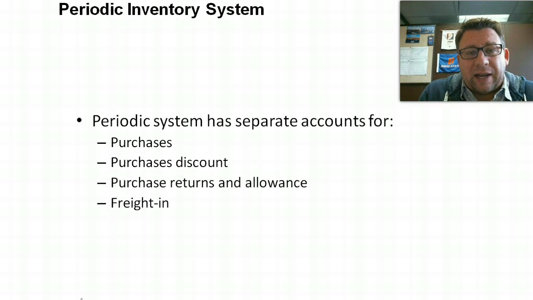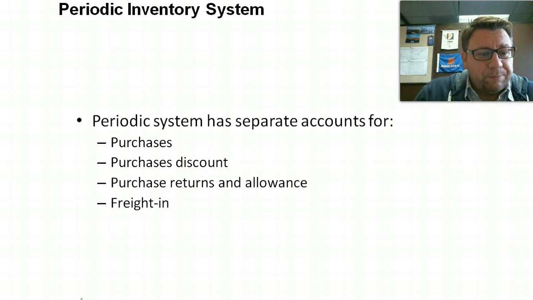So if we are not debiting and crediting inventory when we are making transactions during the month, we obviously need to use some other accounts to do those transactions. And the ones we use are listed right here. When we make a purchase, we use the purchases account. When we take a discount for paying early, we use the purchase discounts account. When we make a return, we use the purchase returns account. And when we pay for shipping, if it's FOB shipping point, we use freight in.